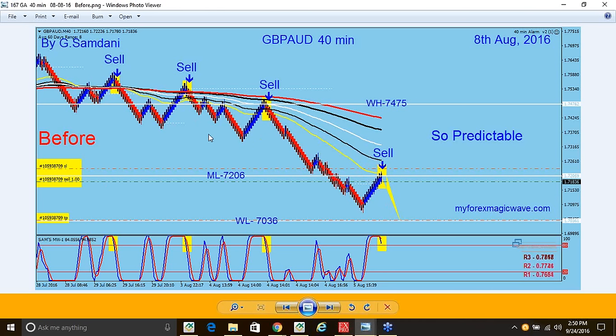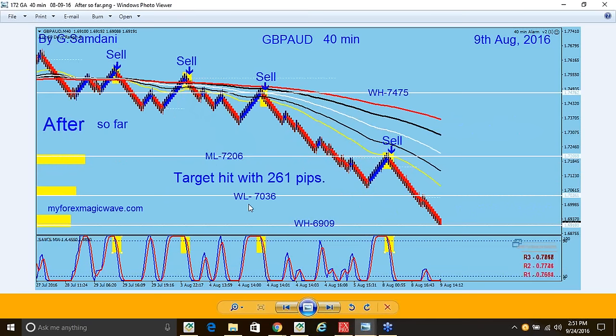The price went up a little bit, but the trend is down on this 40-minute chart because these white, black, and yellow lines are aligned to the downside. As long as they are to the downside, we take only short. When this indicator is all the way up, turning to the downside, the candle changes color. Blue candle turns into red, and here we go. What happened to this trade was target hit for 261 pips.